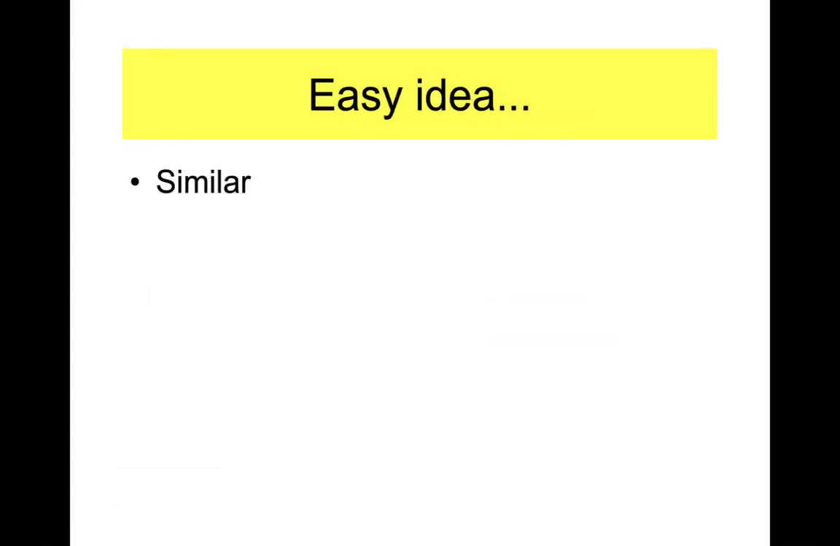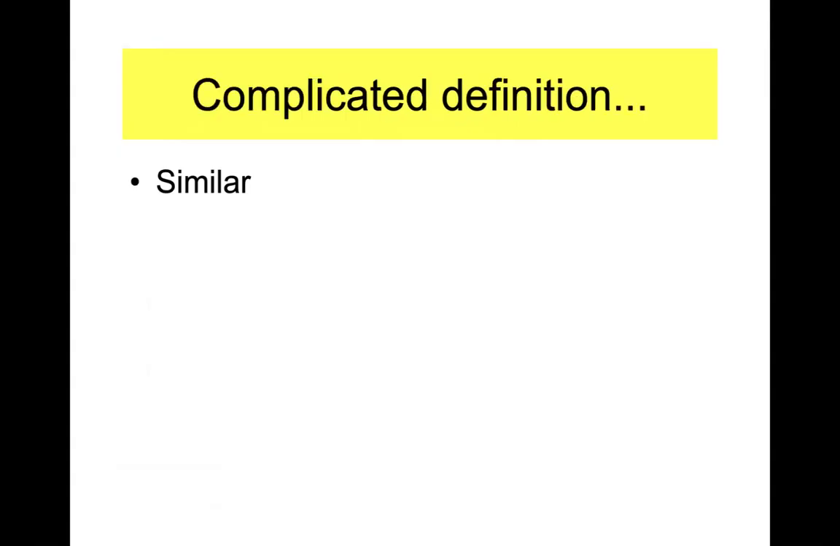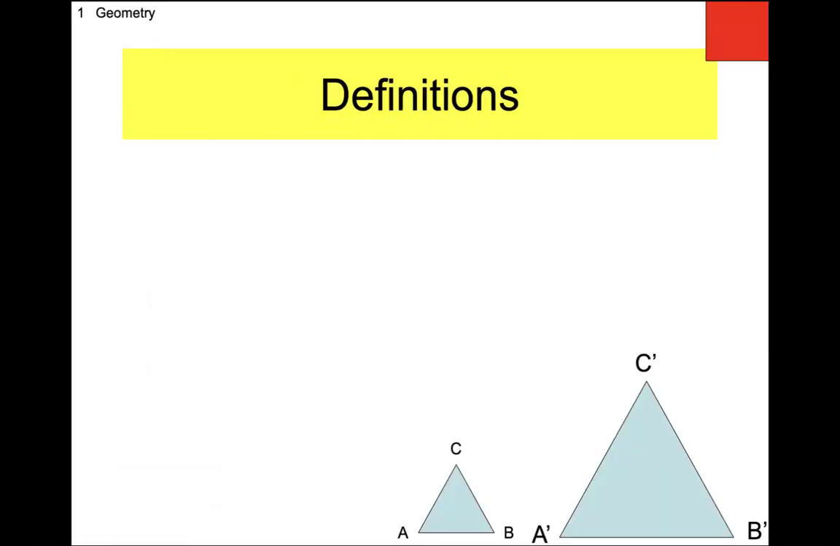So similar is a fairly straightforward, easy idea. There's only two consequences. We'll write it down here in a second, but it has a complicated definition. So take some time to understand what I'm saying here, write it down, replay the video if necessary. So here's the definition. You need to write down everything here. If it helps to draw the two triangles, do that as well.